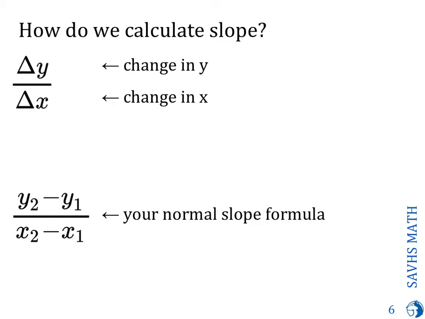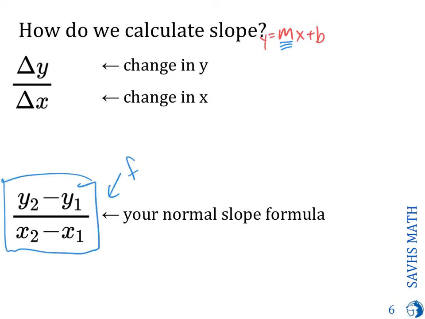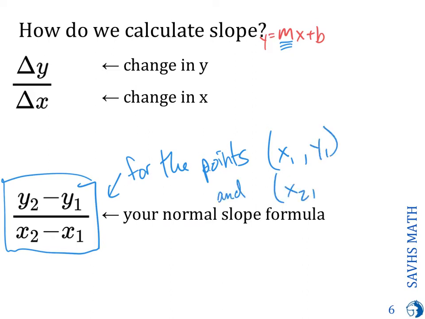Okay, so let's jump into what slope is. Slope is the letter m when we talk about, maybe you remember, y equals mx plus b. Slope is the m. And so the m is the change in y divided by the change in x. Here is the normal slope formula that you will use. Remember that this is for the point x1 comma y1, and x2 comma y2.